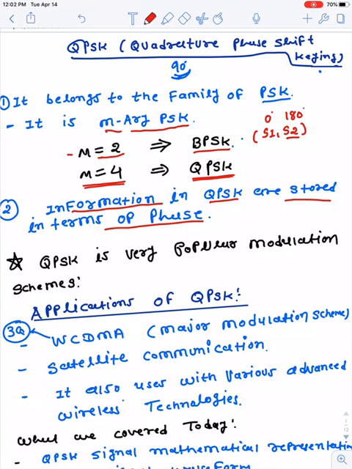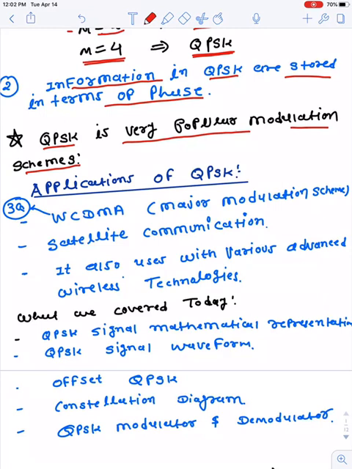The very important part of QPSK is that it is a very popular modulation scheme, and there are lots of applications of QPSK that we have to consider. A very important application is WCDMA, known as wideband code division multiple access. WCDMA is a part of third generation wireless communication technology, and the major modulation scheme adopted there is QPSK. If we talk about satellite communication, QPSK also plays a very important role and is the key modulation scheme there.